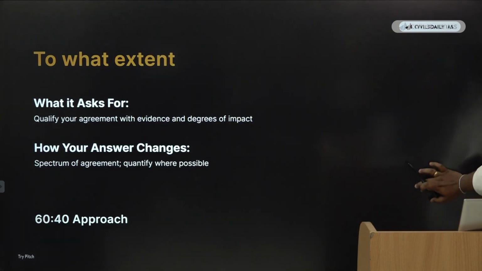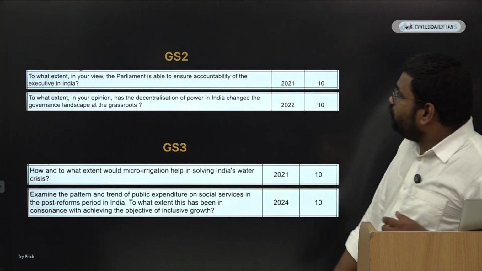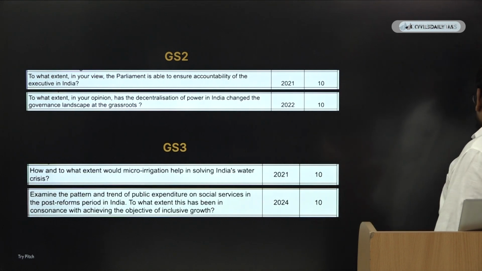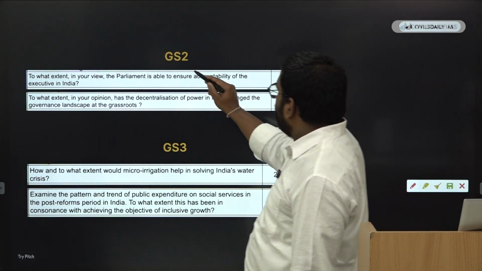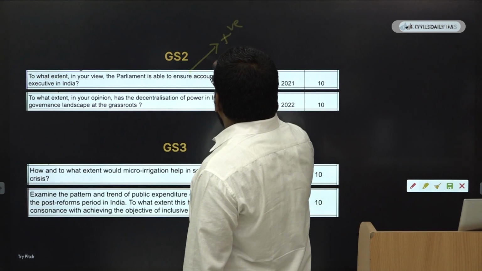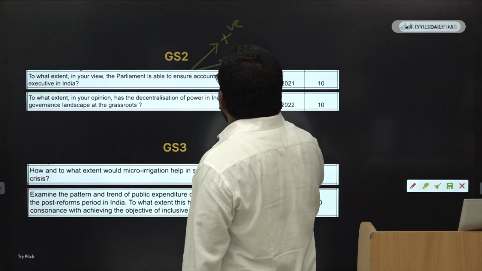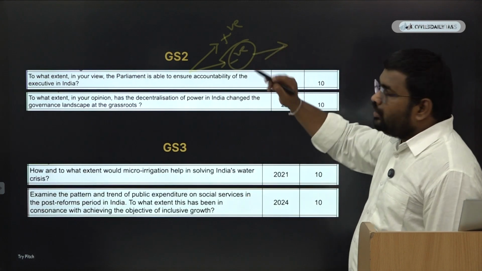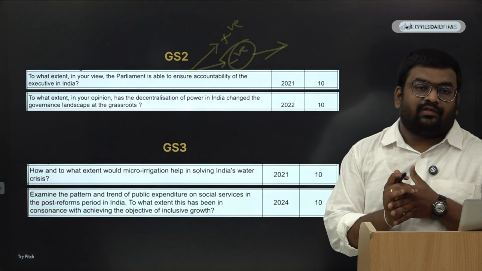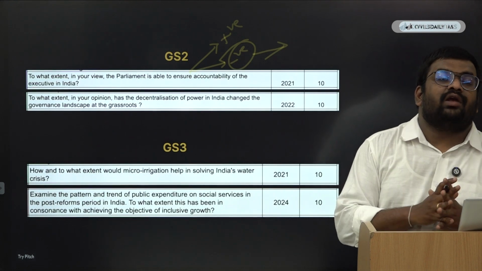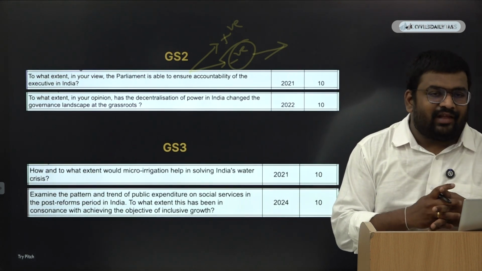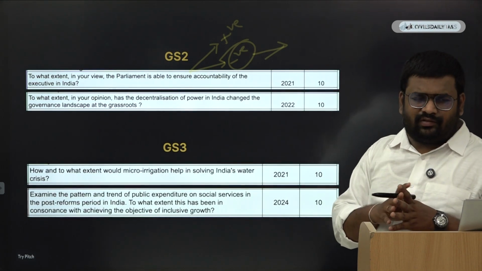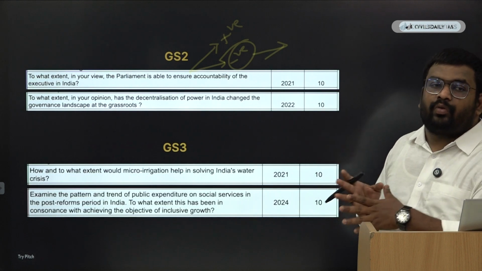If you want to see to what extent in your view Parliament is able to ensure accountability of the executive. So here on the positive side and on the negative side. Here the negative side is more, so maximum points you will write on this because of the dominance or the majority of the executive in Parliament. Then non-functionality of your parliamentary committees. I think only 17% of the bills were referred to the parliamentary committees. So such kind of data you need to provide.